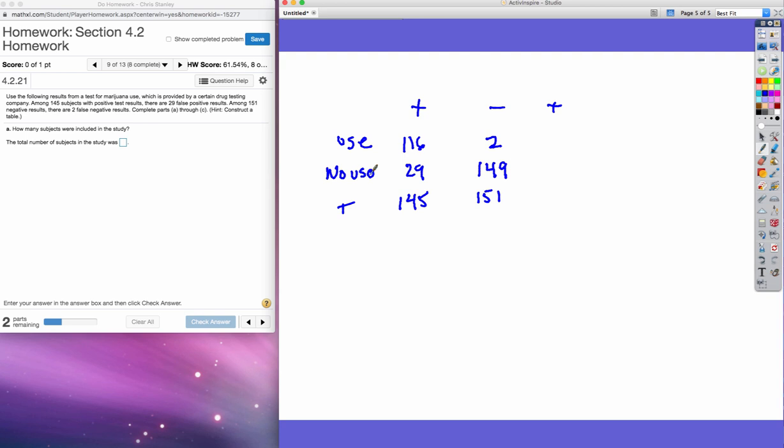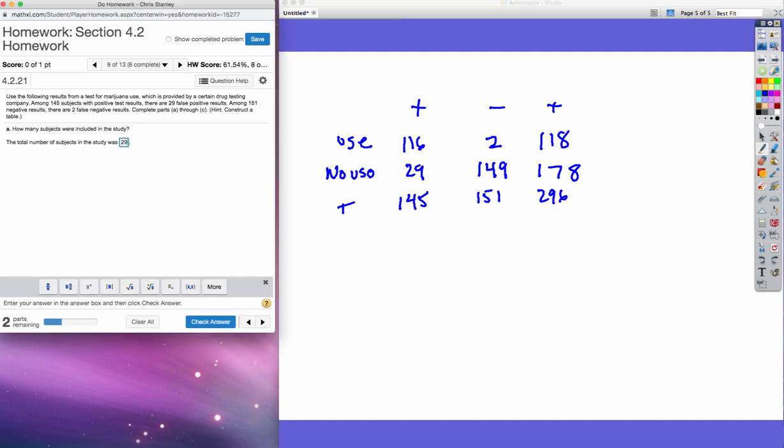So now we can get all of our numbers. 145 plus the 151 gives us 296. That's how many people were there all together. 116 plus 2, that's 118. And then this would be 149 plus 29. That's 178. And if you want to verify, just add these two numbers, which I'll do. I added this and this to make sure I got the 296. Okay, now we can answer anything that we want. It's the number of subjects. That's 296.